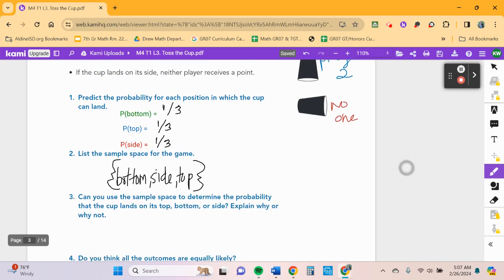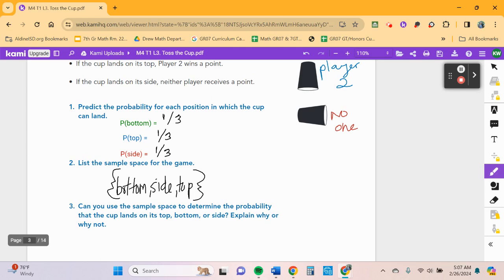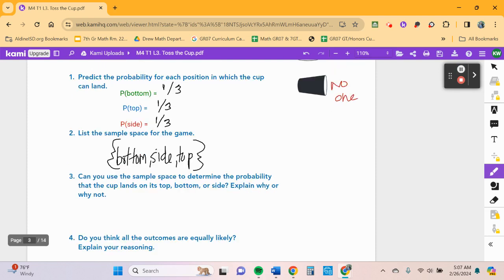Question number 3. It says, can you use the sample space to determine the probability that the cup lands on its top, bottom, or side? Explain why or why not. Now, this is where I want you to take a moment to discuss. And then question number 4, it says, do you think all outcomes are equally likely? Explain your reasoning. So we're going to pause here, set a timer for about 1 minute, and I want you to discuss and answer on your own questions 3 and 4. Pause here, 1 minute.